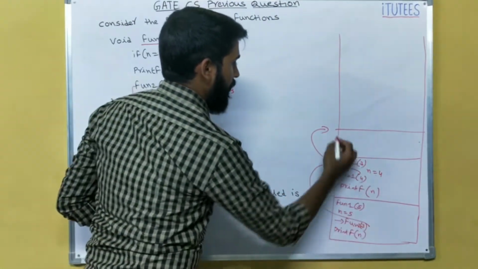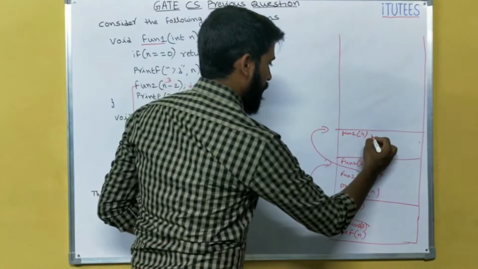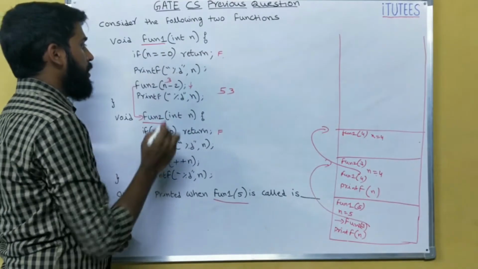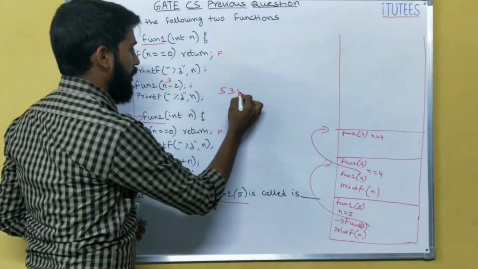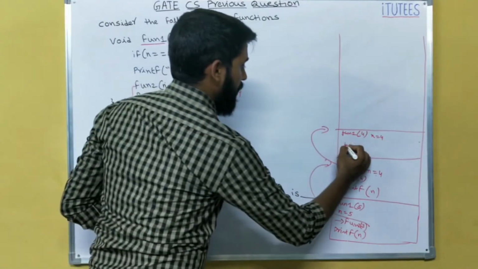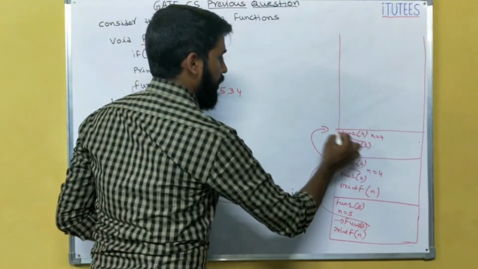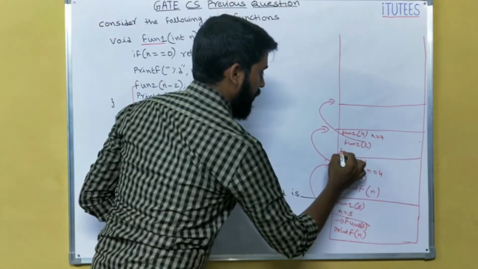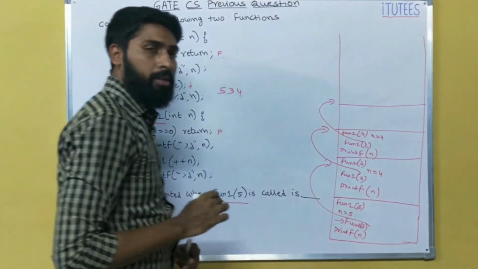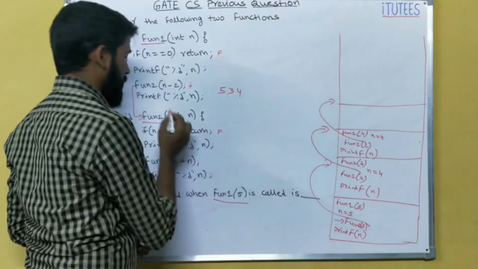Now for function 1 of 4, n equals 4. 4 equals 0, false, and n is printed: 4. Then 4 minus 2 is 2. Again function 2 of 2 is called, another function call. In this we can execute printf n, the instruction we are going to execute after completion of function 2.